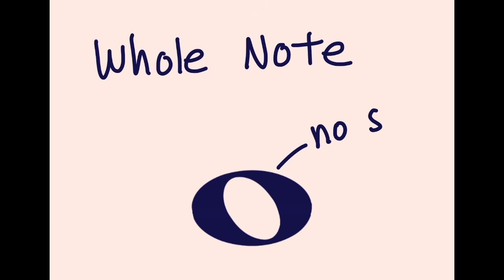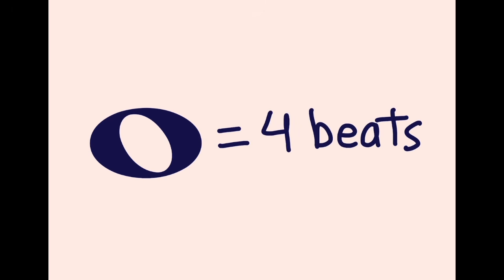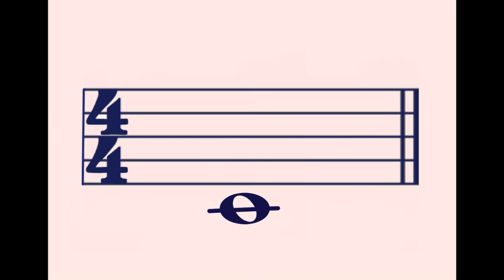The last note we'll be learning about is a whole note. A whole note looks similar to a half note, except there is no stem. It's just an oval with space in the middle. In a measure with a time signature of 4/4, the note value of a whole note is 4 beats. It's twice as long as a half note, 4 times as long as a quarter note, and it takes up the entire measure. A measure made up of just whole notes would sound like this.